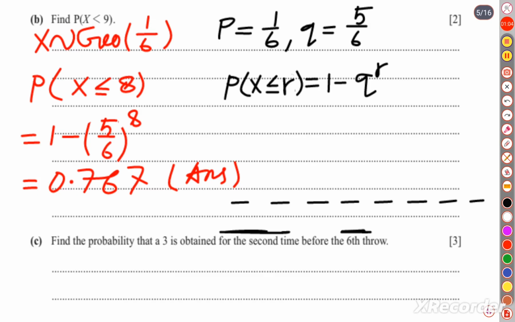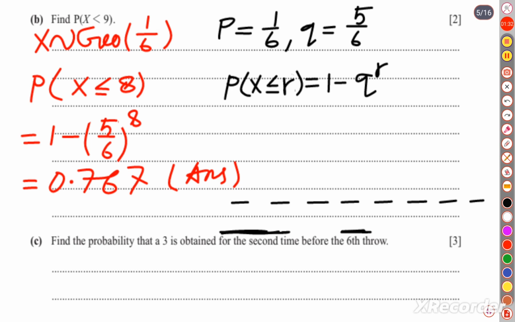That means the total number of trials was given, and finally it was stated that the final trial was nothing but a success. But here, neither the second one nor the first one is certain, for the second time before the sixth throw. That means the second success is also not certain. There are many possibilities of this. That's why it should be done in a different way.